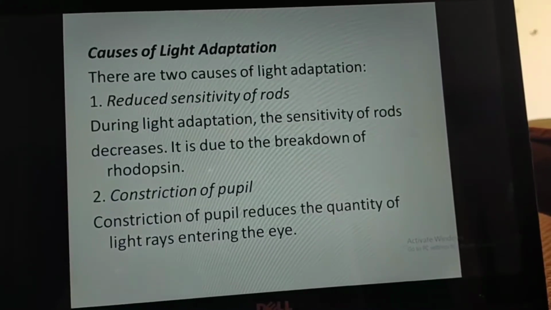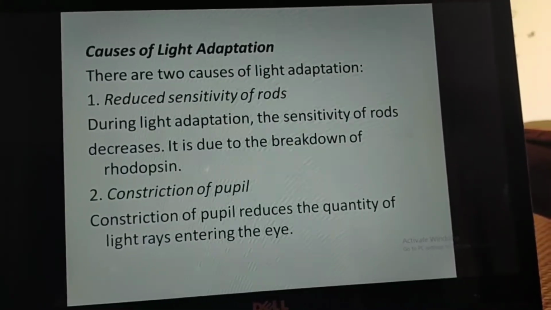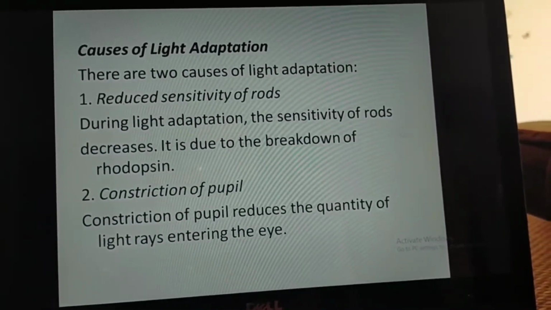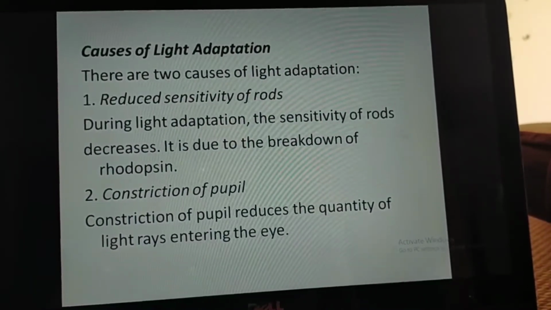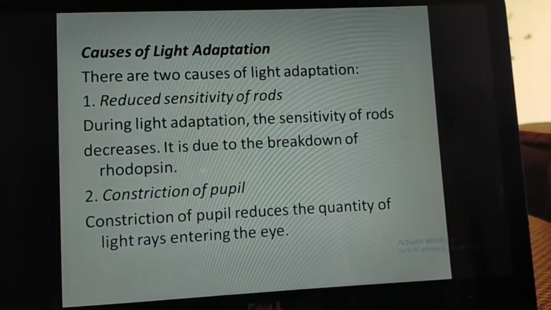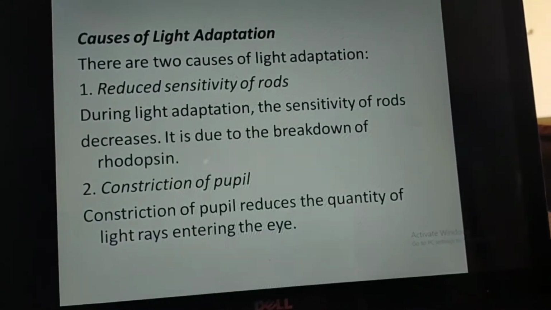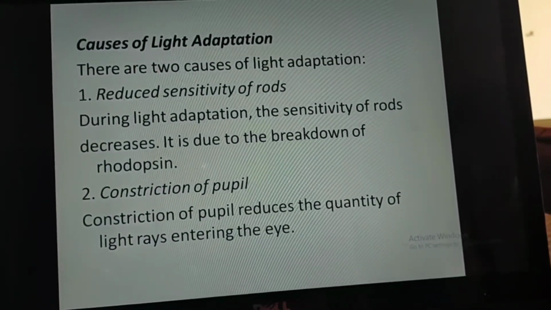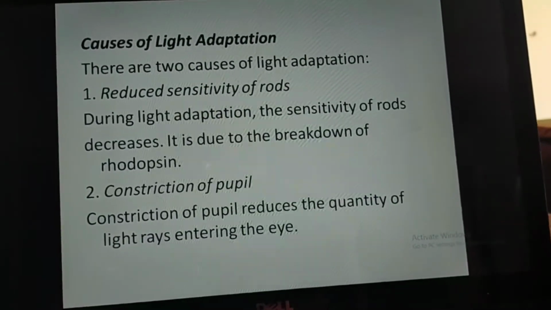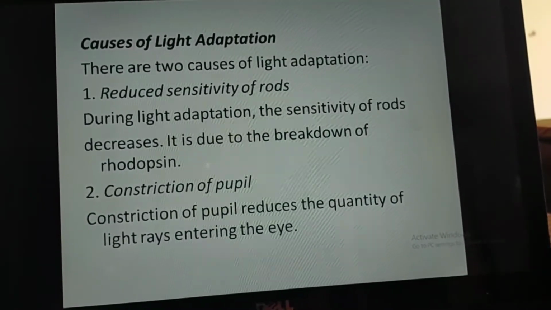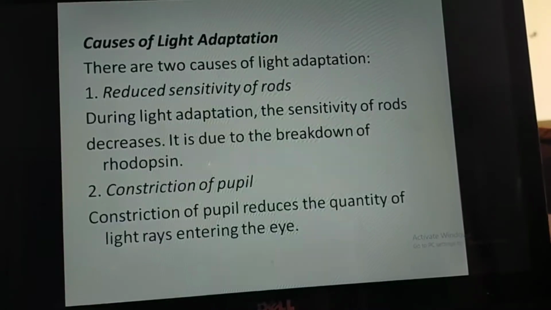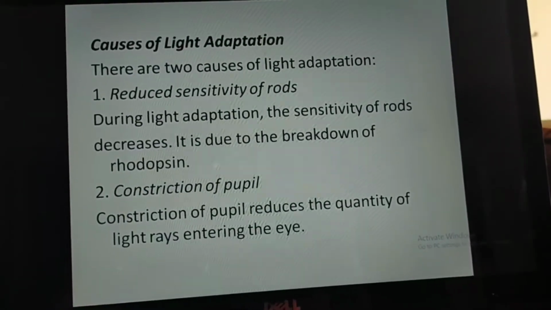Causes of the light adaptation. There are two causes for light adaptation. First is a reduced sensitivity of rods. During light adaptation, the sensitivity of rods decreases, and it is due to the breakdown of the rhodopsin. And second is the constriction of the pupil. Constriction of pupil reduces the quantity of light rays entering the eyes.